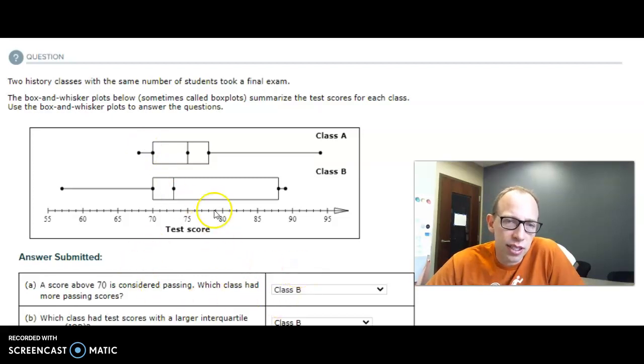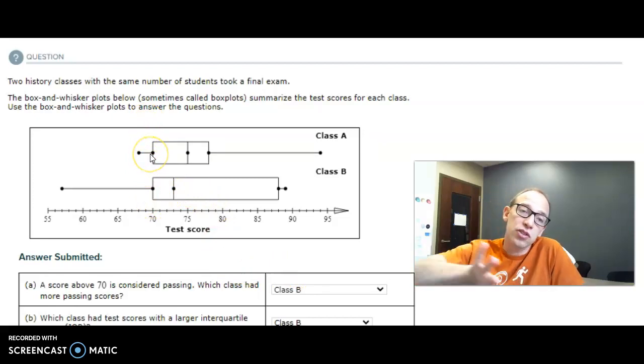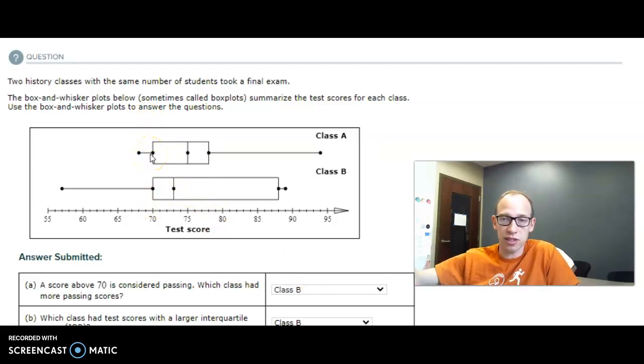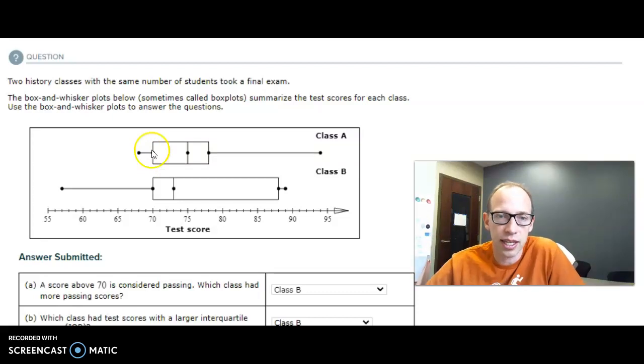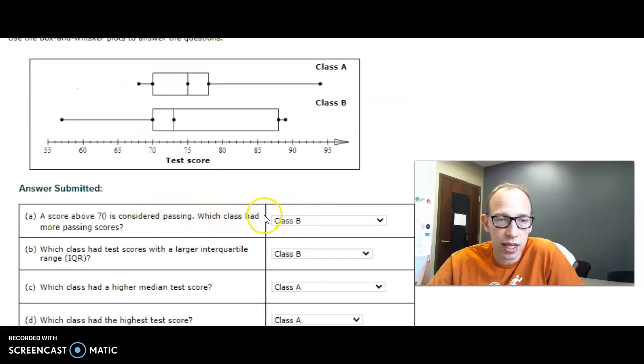But according to the basic interpretation here, we have the 25th percentile, both of them at 70. So 75% of the students, roughly, in each class got above a 70 or passed. So that should have been both classes.